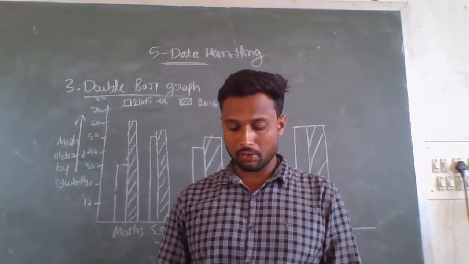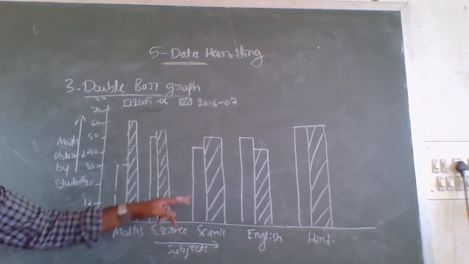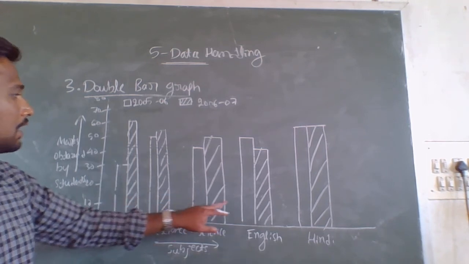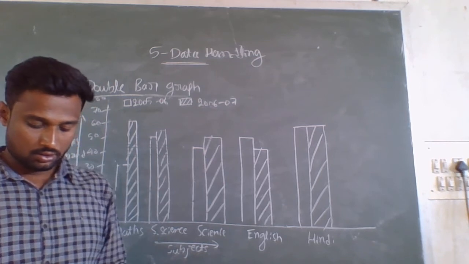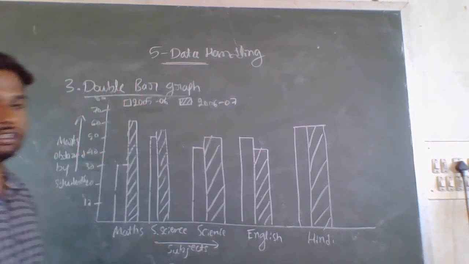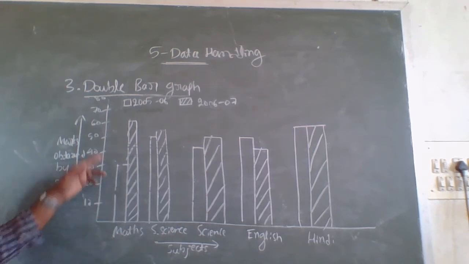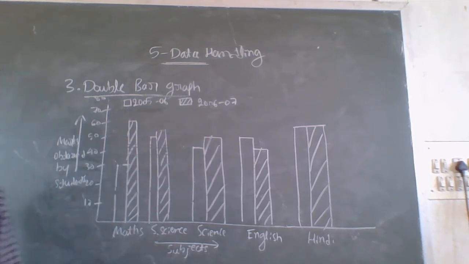In which subject has the performance deteriorated? Science and English. Performance decreased in science and English. Next, in which subject is the performance at par? Here, for maths and Hindi, both subjects they got 60. Therefore, Hindi and maths is the answer.